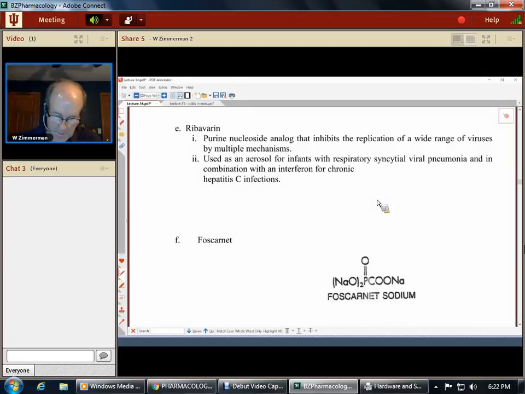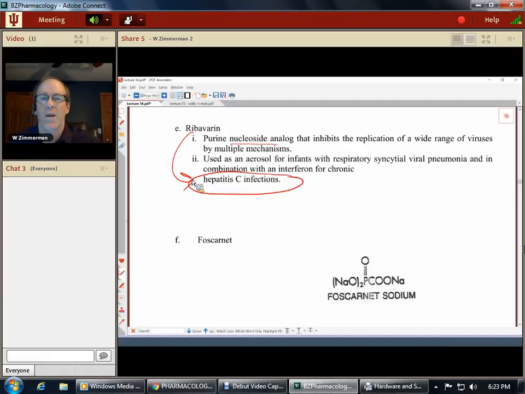Ribavirin, this has become a great drug. For a long time it was just about as useful as those 4 or 5 lines in the notes here. Inhibits replication of a wide range of viruses. It's a nucleoside analog, like a lot of these antivirals, but it's very useful in Hep C infections, and we'll talk about those later. I've added those on at the end.